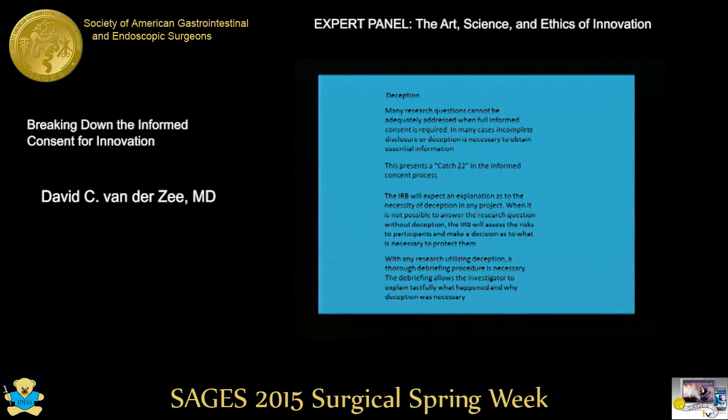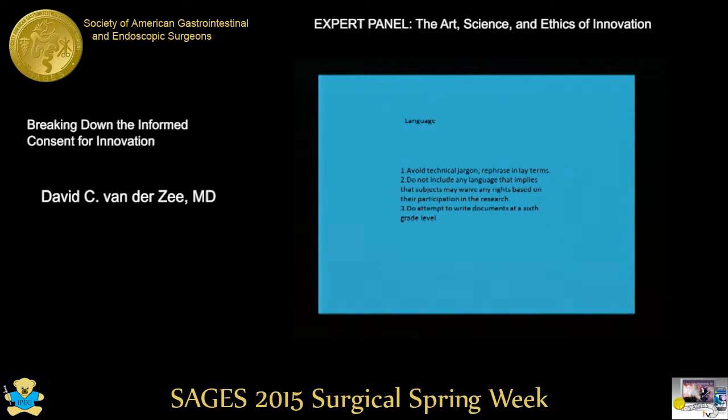With any research utilizing deception, a thorough debriefing procedure is necessary. The debriefing allows the investigator to explain tactfully what happened and why deception was necessary. Avoid technical jargon. Rephrase in lay terms. Do not include any language that implies the subjects may waive any rights based on their participation in the research. Do attempt to write documents at a 6th grade level.